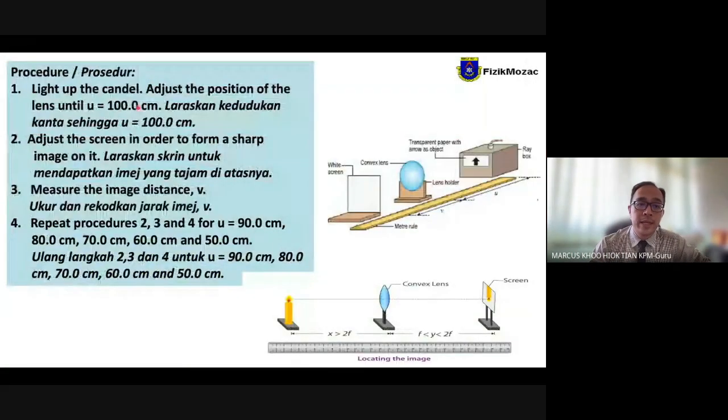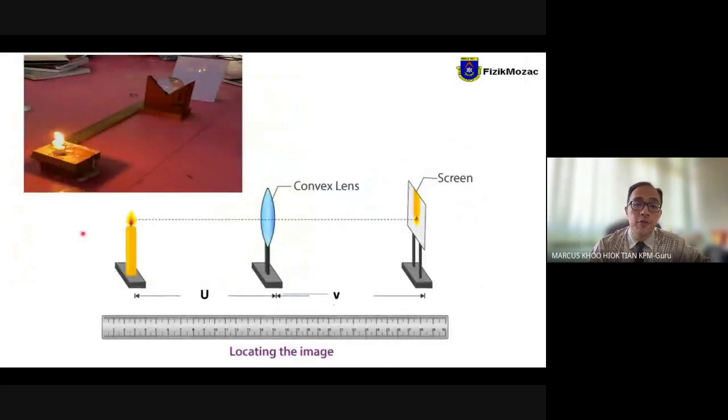And this is our setup. We started with 100, and then we went to different object distances, 90, 80, all the way to 50. In real life, this is how the setup will look. You have an object over here, in this case a candle. In our lab, we usually use a light bulb. Then we adjust the position of the screen until you get a sharp image formed.